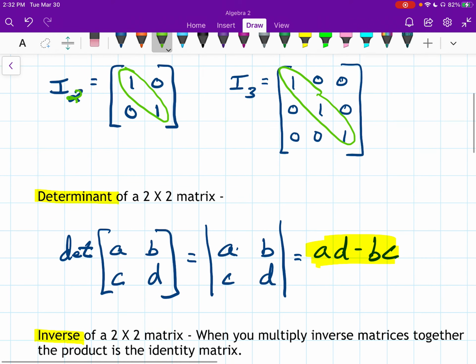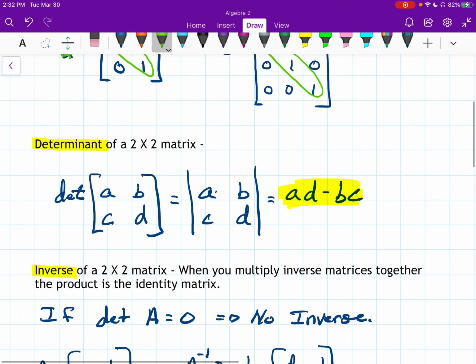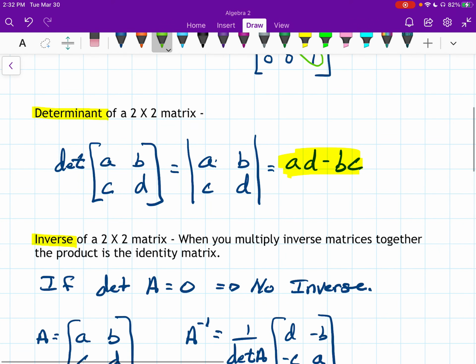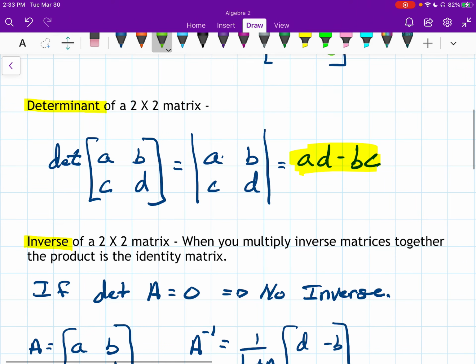Next up, the determinant of a 2 by 2 matrix. The determinant is a number that we can get from the matrix, and sometimes it's written as det of your matrix, or you could also say det of A, determinant of A, and that's how I will normally write it. If we have matrix A written somewhere, I'll say determinant of A equals and then blah.